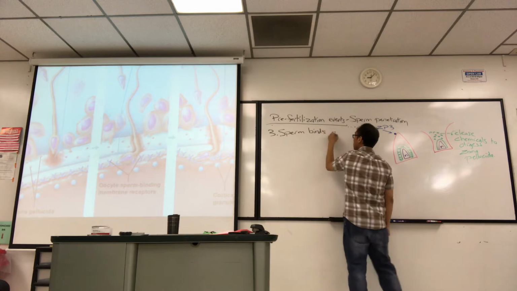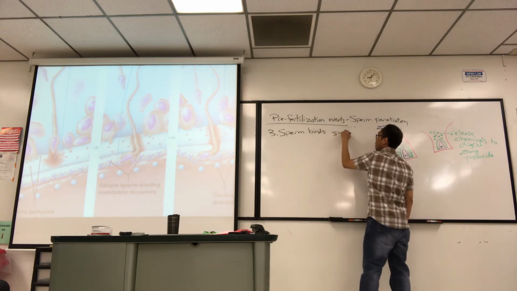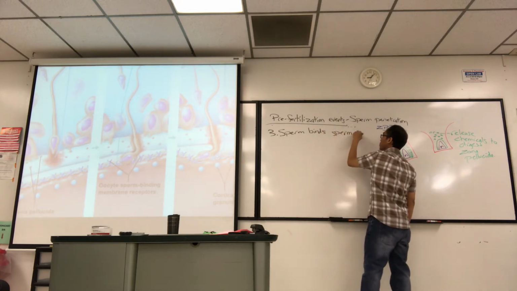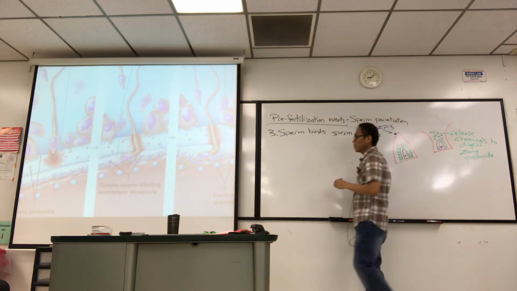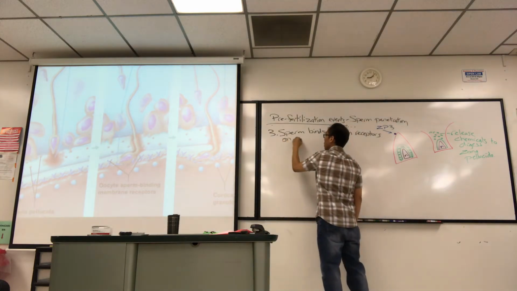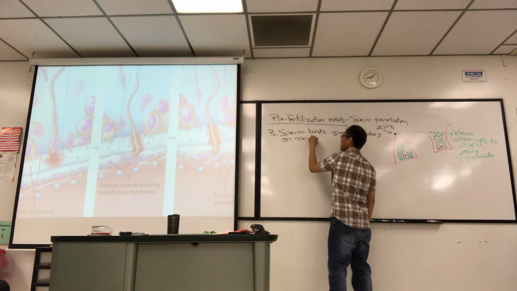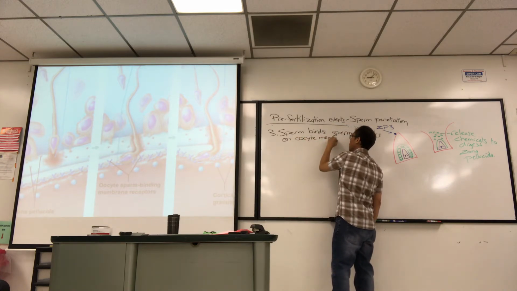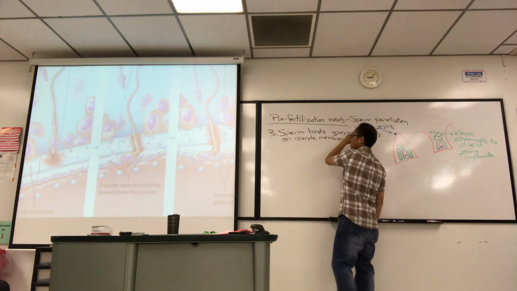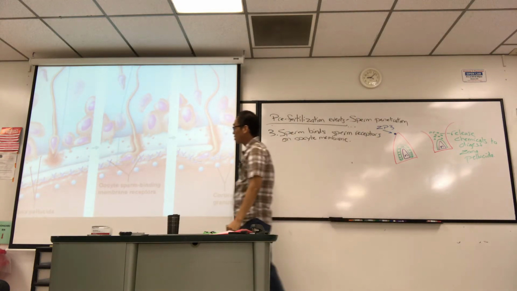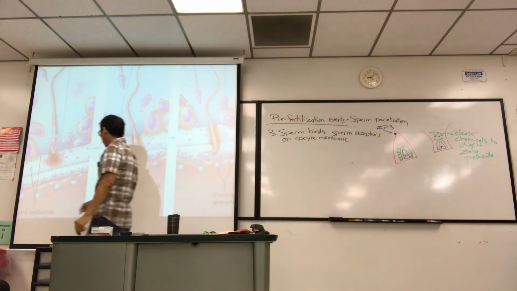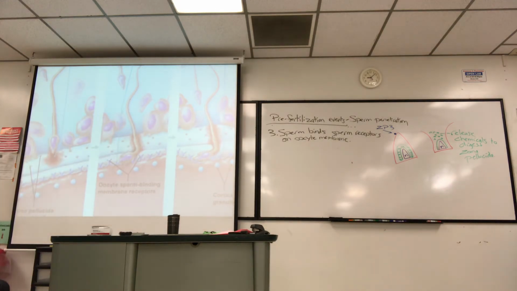Sperm binds sperm receptors on oocyte membrane. There's a fusion there. And they fuse right there. And notice how the head pivots at the neck to increase the contact.